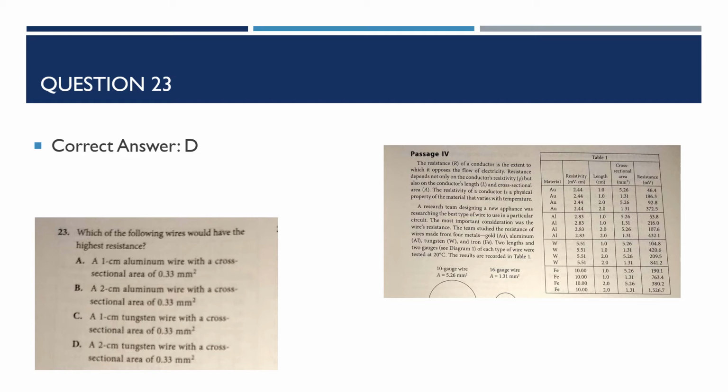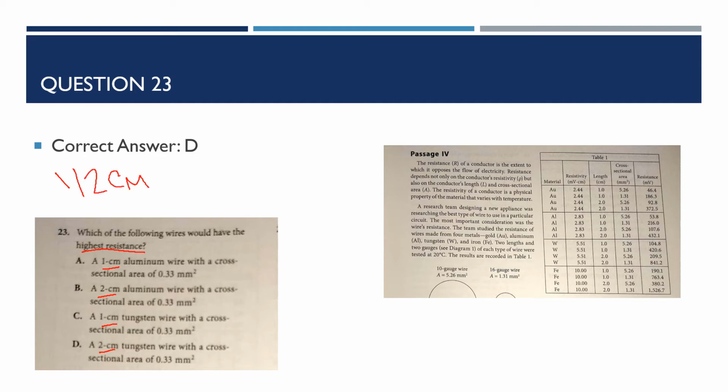And 23 says, which of the following wires would have the highest resistance? So we're back to resistance here. Now I want you to realize we're looking at our answer choices. I told you to make sure you pay attention to details. Well, let's look at this. We have 1 centimeter, 2 centimeter. Then I have 1 centimeter, and I have 2 centimeter. So that's something we're going to have to decide. Is it 1 or is it 2 on the centimeters? So that's the first part.